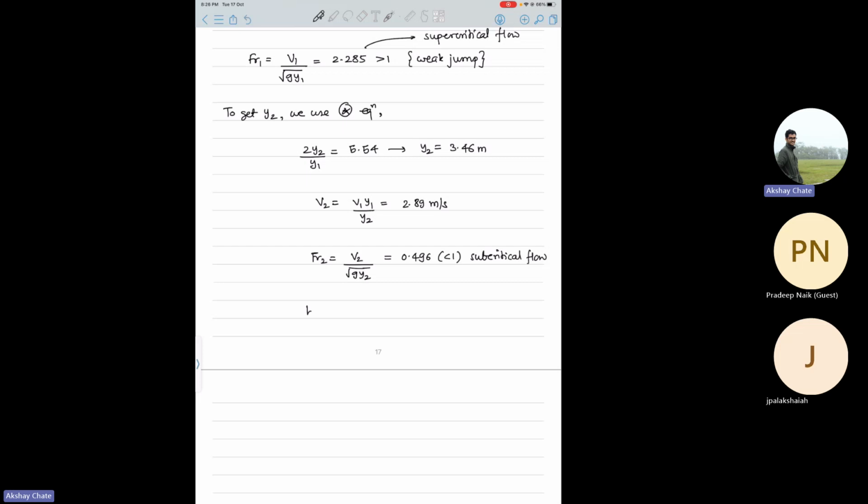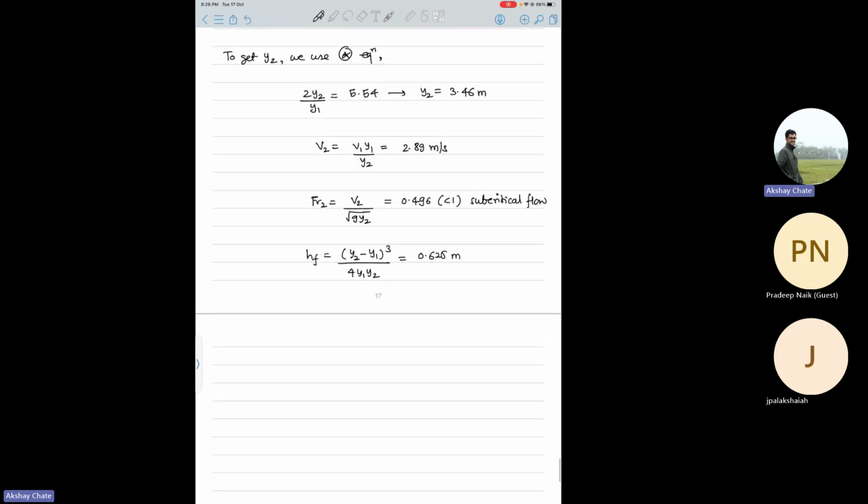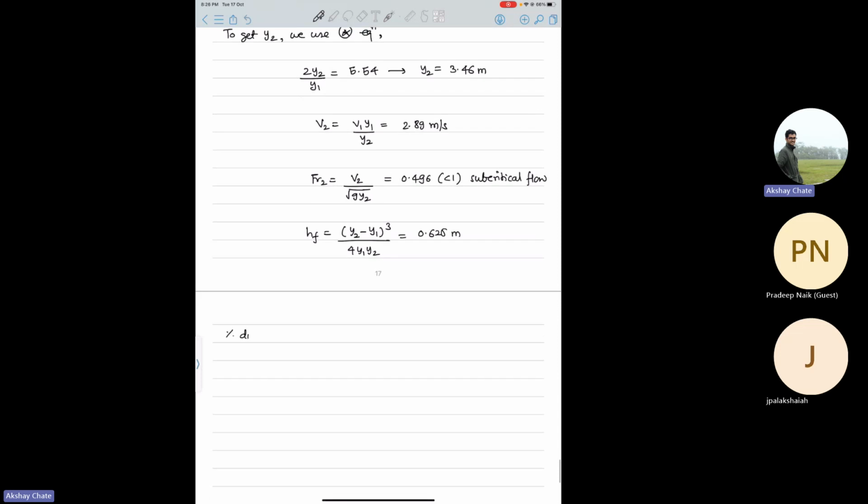And for dissipation head loss, we have this formula, which is (y2 minus y1) cube by 4 y1 y2. You need to put y1 and y2 and you'll get 0.625 meters. So this much head loss has happened in this hydraulic jump. And now it is asking us the percentage dissipation, right? For that we need to calculate the energy of the flow before the hydraulic jump, which was E1. That will be y1 plus V1 square by 2g. We know all these values. If you calculate that, you get 4.51 meter.